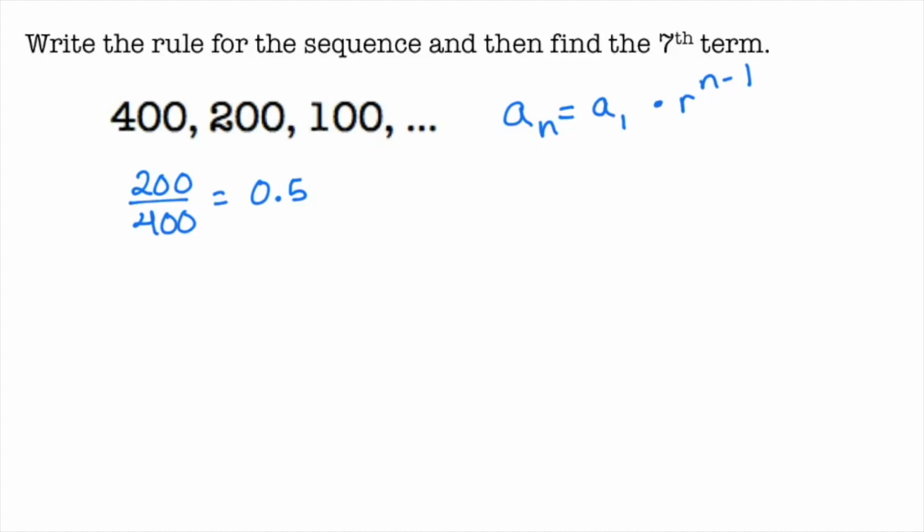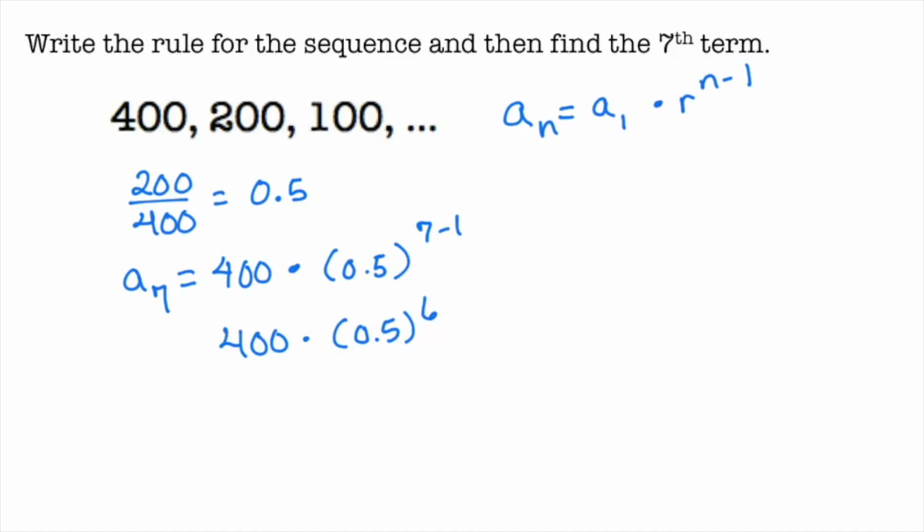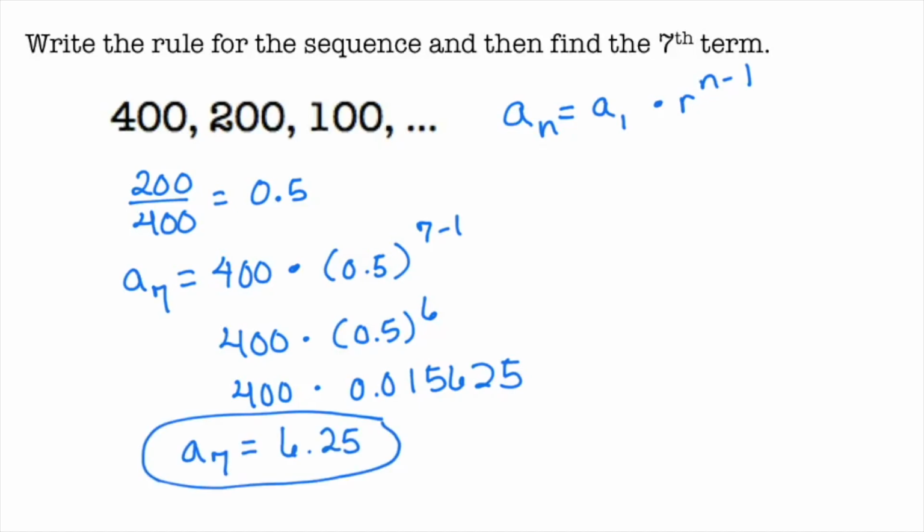So we're just going to plug those in. So we have a sub 7 equals a sub 1, which is 400, times our ratio, which is 0.5, raised to the 7 minus 1th power. Then you're going to subtract 7 minus 1 and get 6. Then in your calculator, put 0.5 to the 6th power, and then multiply it by 400, and you get a sub 7 is 6.25.